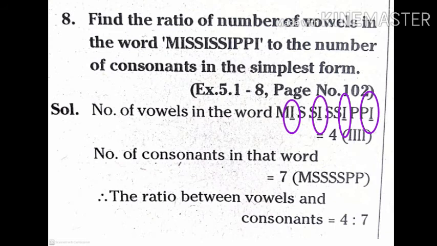That are 4 I's. Number of consonants in that word: 7. That are M, 4 S's, 2 P's. Total 7 consonants in the word Mississippi. Therefore, the ratio between vowels and consonants is 4 is to 7. The 4 is to 7 is in simplest form because 4 and 7 are co-primes.